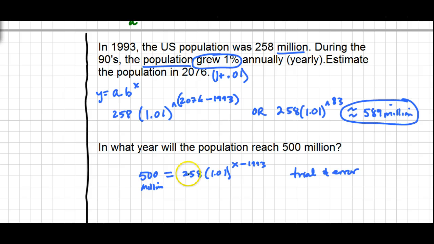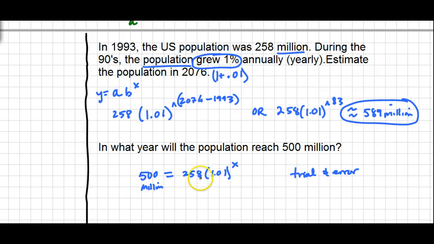So students right now need to just type in what's on the right and guess on a number for x until they can get as close to 500 million as possible. Keep in mind that you can kind of predict that it's going to be a number smaller than 83 because we know that 83 is going to generate a 589, which is too large. I will give you a hint here, it's going to be a number in the 60s. Pause the video and go ahead and give that a try.